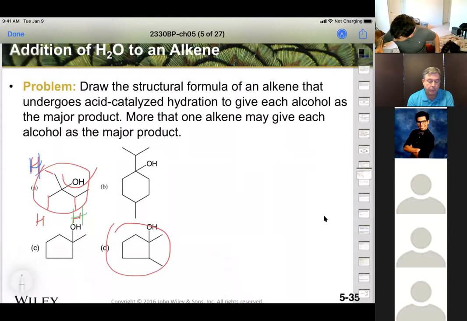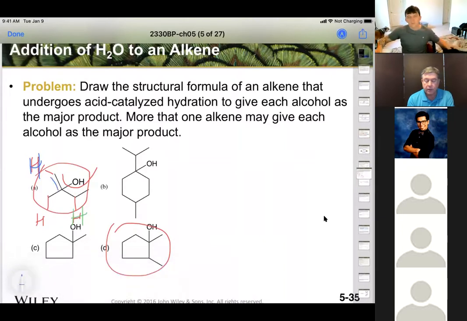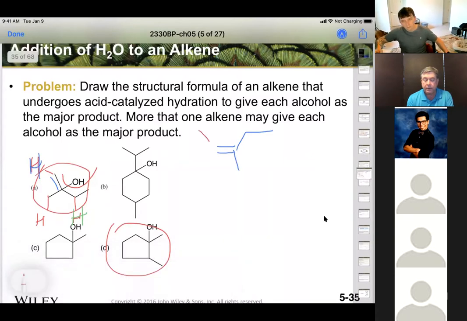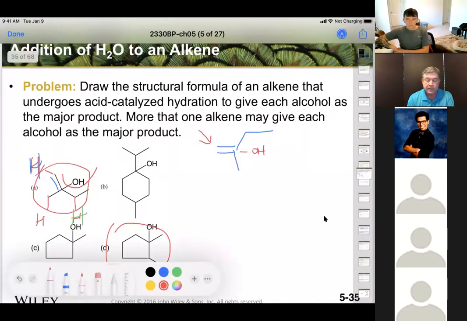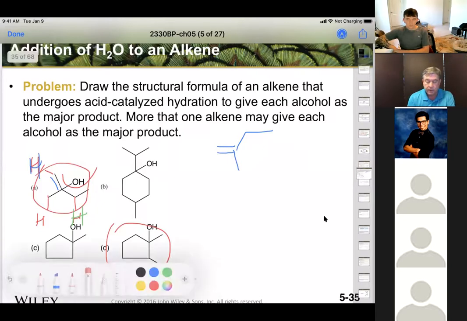If we take that blue hydrogen off, we end up with our double bond here, and our material looks like that. Going backwards, we add a hydrogen to the outside here and add the OH here. So that's how we know we did it correctly. Do we see how we're going backwards, figuring out what the starting material would have been from our product?